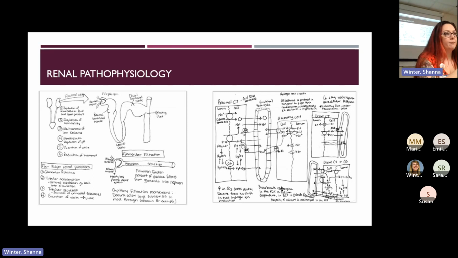Four main functions of the nephrons: your glomerular filtration rate, tubular reabsorption, so reabsorption of those vital nutrients that we need, secretion of byproducts that we don't need, and then excretion of waste.